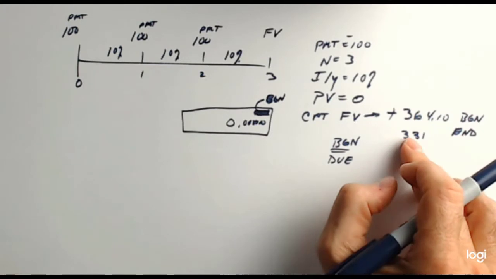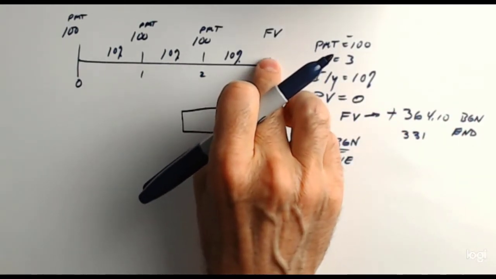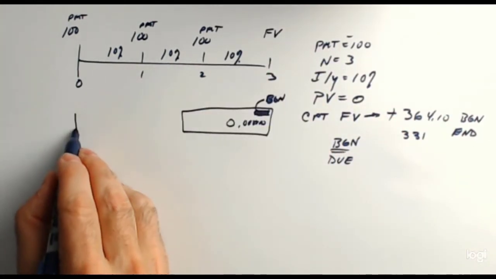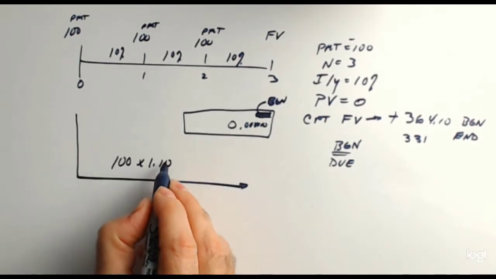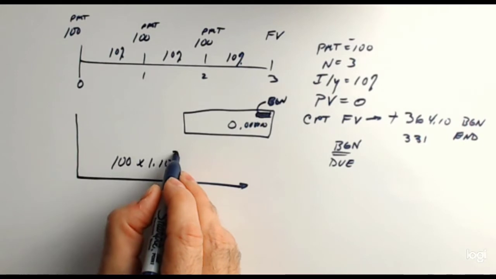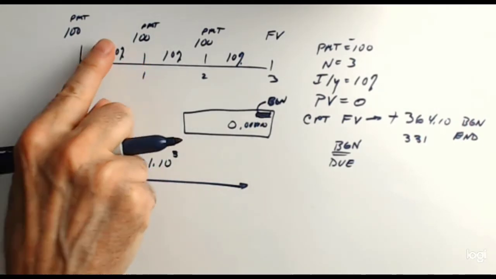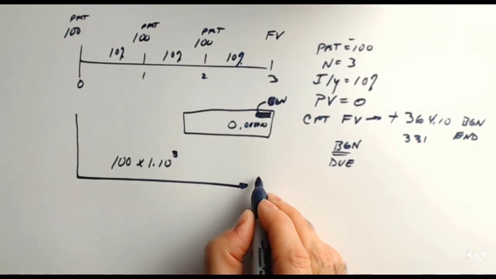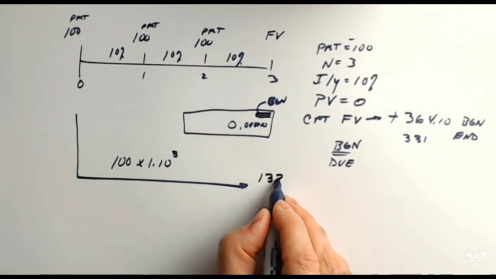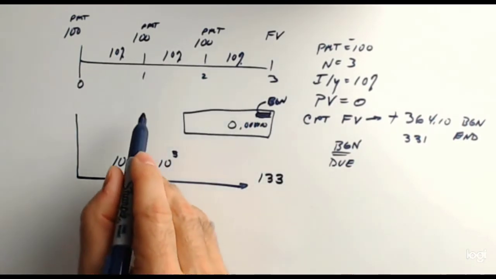Okay, so let's see if we can try to explain that. And in the process, we'll calculate the future value by hand. So we'll take this $100, multiply it by 1 plus the interest rate to the third power. 1, 2, 3 periods. This comes out to be $133.